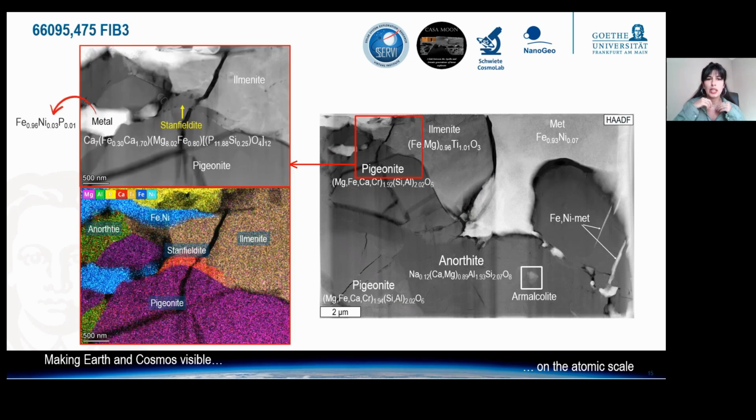It's this one. You can click. Yeah, that's it. We have the third metal grain, which is associated with ilmenite, which is a lunar phase. But in here, you can see another metal grain, which has a slightly different composition than the larger one, which is being altered to Stanfieldite. It has a different morphology in here, more like a vein, and it's altering ilmenite, which is a lunar phase. So in here, we can see that the Stanfieldite was produced on the moon by alteration of metal. So next slide, please.